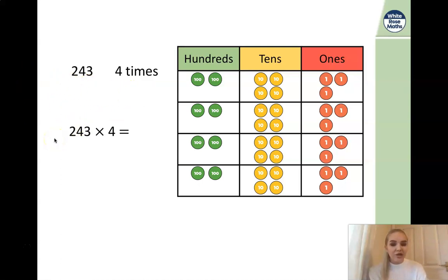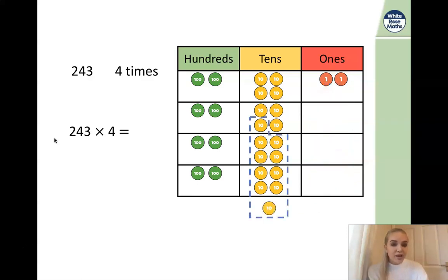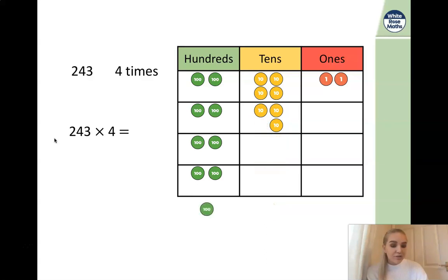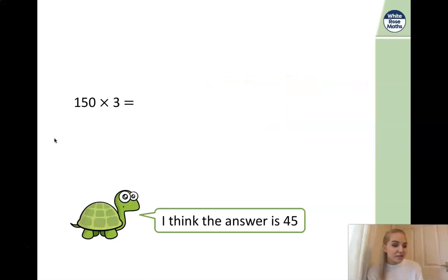Now we want to work out 243 multiplied by 4. We can see here that we can exchange 10 of these ones for 1 ten. We are now left with 2 ones. We can then see in our tens column that we can exchange 10 tens for 100. So then we are left with 7 tens. Now finally, can we exchange any hundreds for thousands? We can't, no, because we only have 9 hundreds. If we had 10 hundreds, what would we exchange it for? 1,000, well done. So we have 2 ones, 7 tens and 900. So the answer to my multiplication is 972.